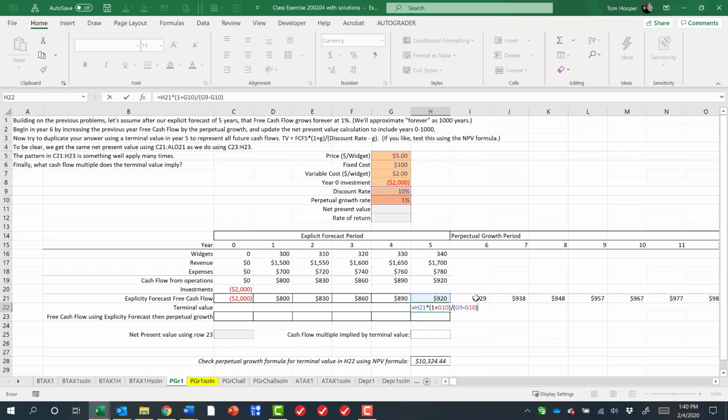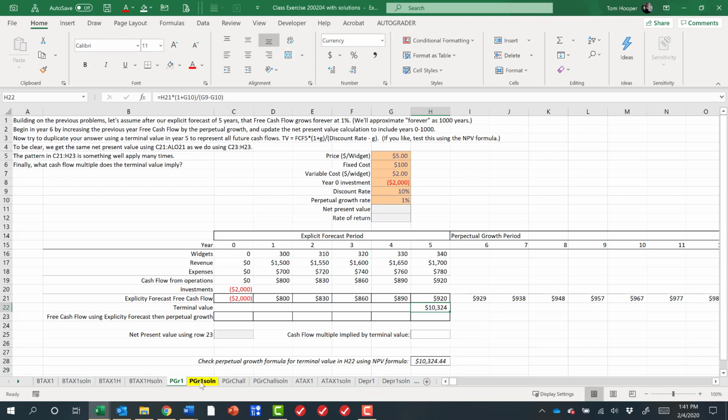Instead of having next year's cash flow in the numerator, we're taking this year's cash flow, inflating it by the perpetual growth rate, just like we would have done to get next year's cash flow, and then dividing it by the discount rate minus the growth rate. We get the same answer for all these future cash flows that we did with the NPV formula, but we don't have to calculate any of the future cash flows.